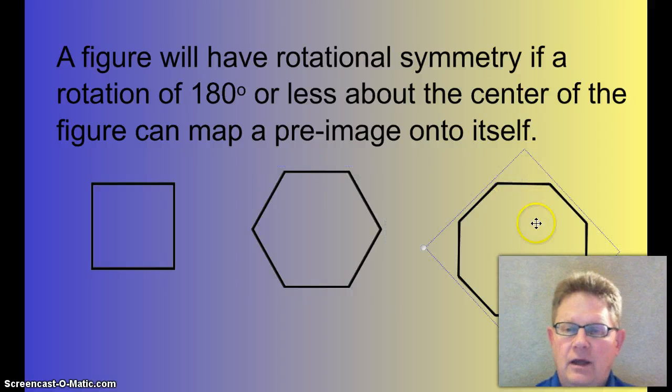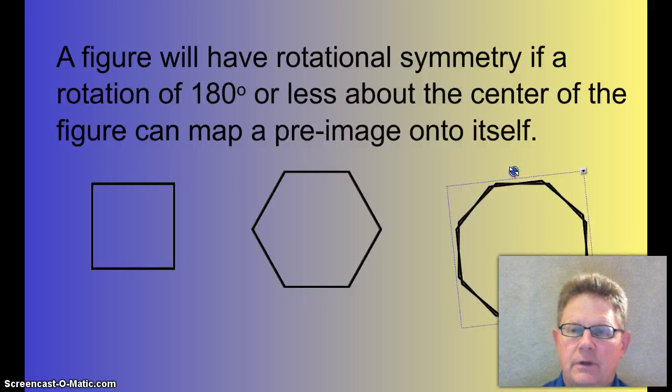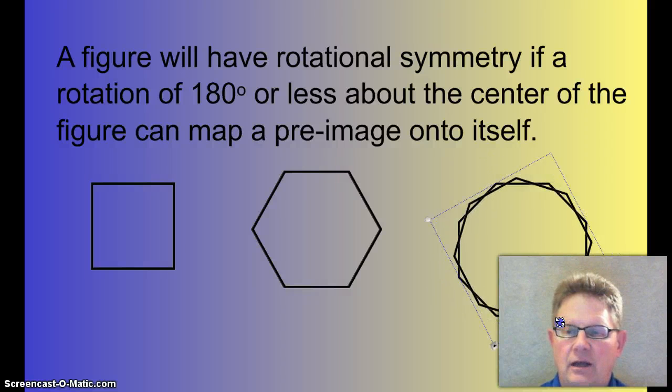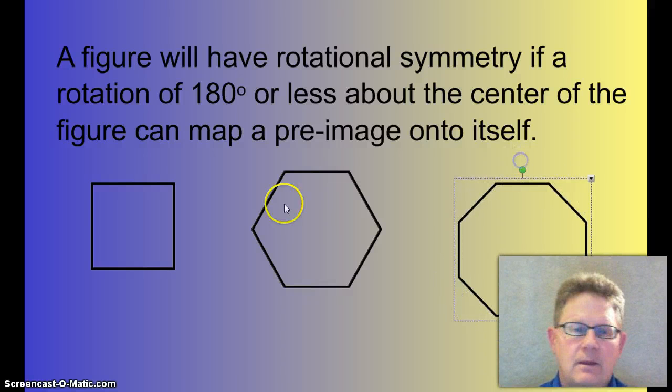And this regular octagon, wow, it definitely has rotational symmetry, and it looks like it's about twice every 90 degrees. I wonder what the rotational symmetry on that regular octagon is. It would be 45, 90, 135, 180, 225, 270, and 305.